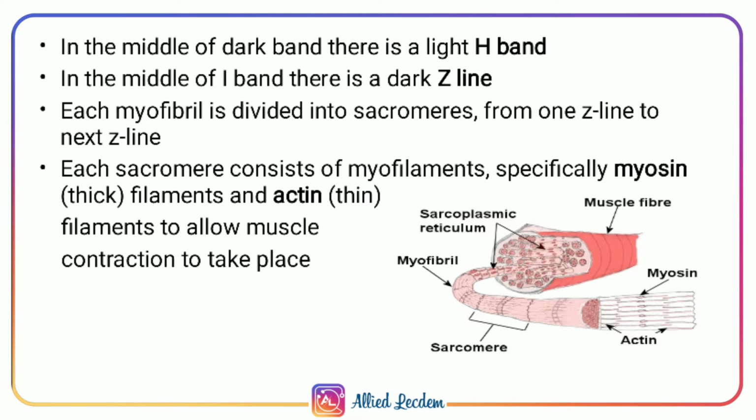The segment of myofibril between two Z lines is called a sarcomere. That is, the part of the myofibril between two successive Z lines is called a sarcomere, which is the structural and functional unit of the myofibril. Each sarcomere consists of two types of myofilaments, that is thick myofilament and thin myofilament. Thick myofilament is known as myosin and thin myofilament is known as actin.